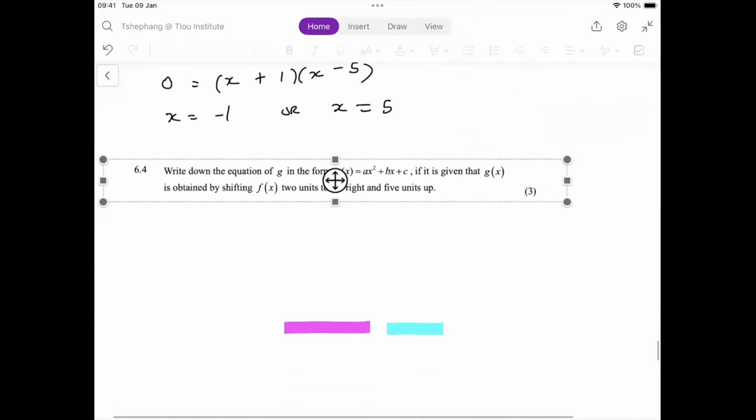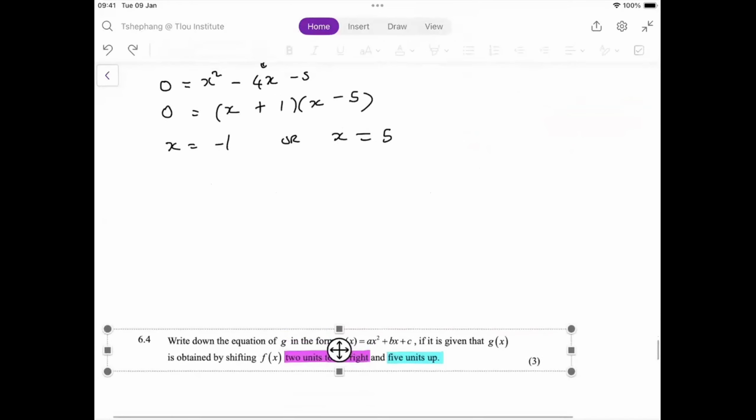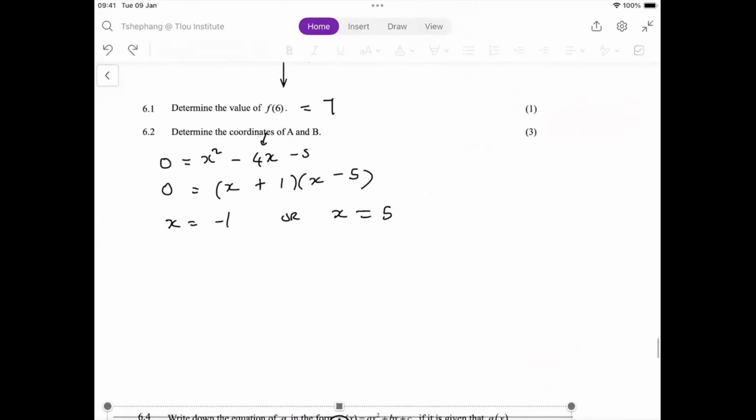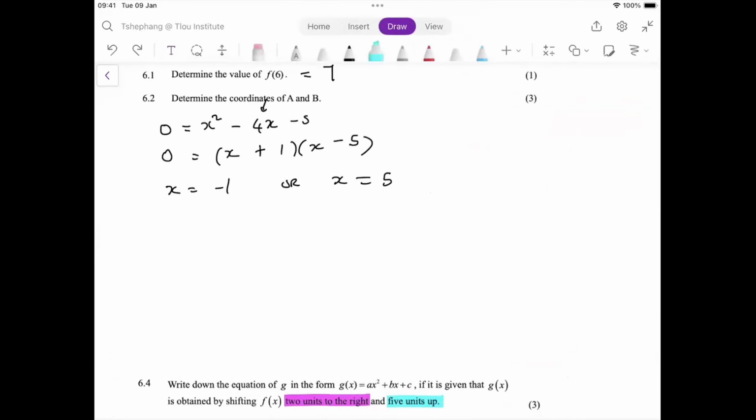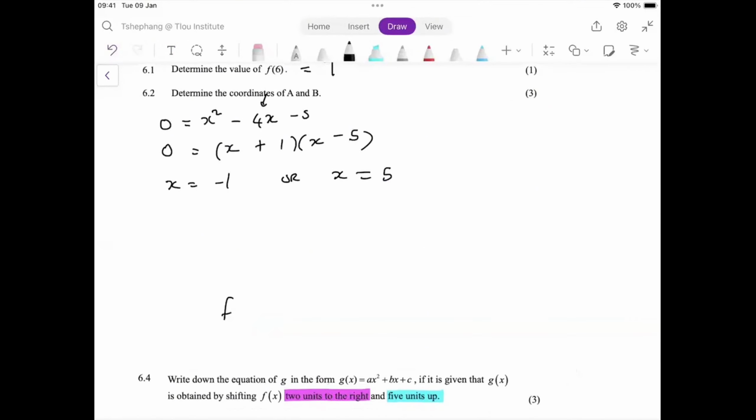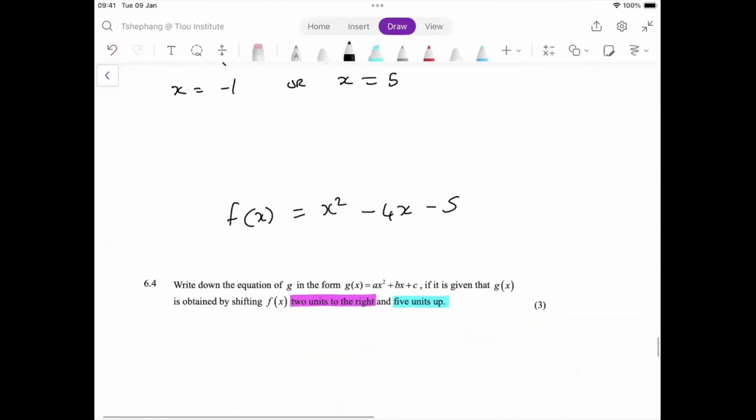Or I can just copy down the equation for you guys. It's right here. So f of x is equal to x squared minus 4x minus 5. So now you're moving it 2 units to the right and 5 units up.